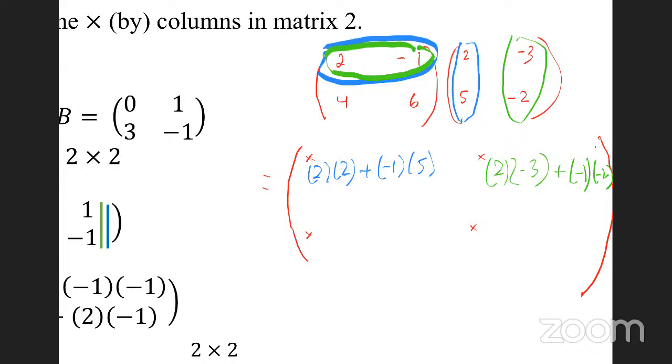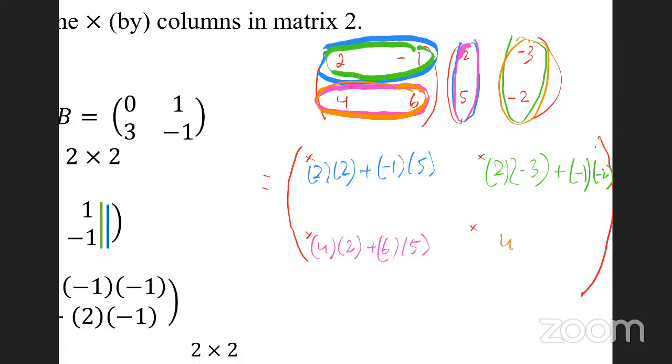I'm going to go to the next row now. I'm going to multiply this row by this column. So I'm going to multiply 4 by 2 and add it to 6 by 5. And then last column now. So I'm going to multiply this row now by this column. So it's 4 by minus 3 plus 6 by minus 2. So you're multiplying and adding, right? You're multiplying 4 by minus 3, added to 6 by minus 2. And you're done.